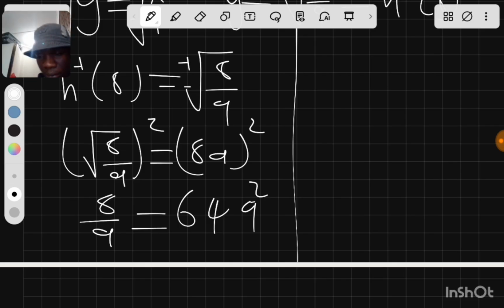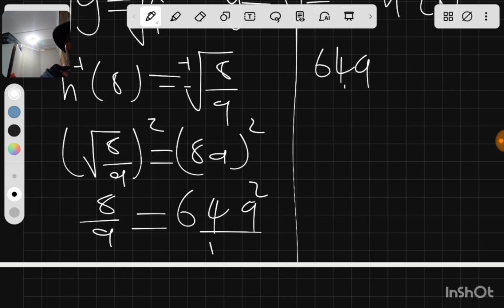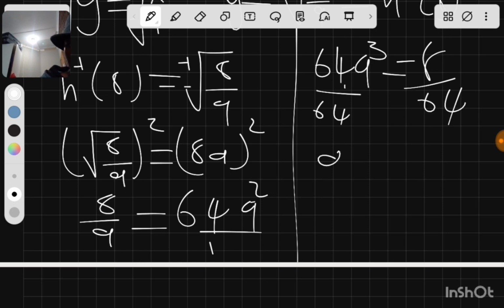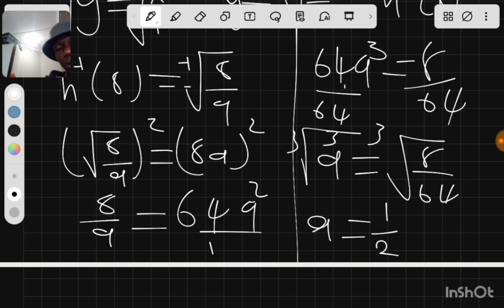Here you can say 8 over a is over 1. Then we cross multiply, so we have 64a cubed is equal to 8. Then dividing by 64, a cubed is 1 over 8, then a is equal to 1 over 2. They said that a is greater than 0, which means they are correct. a is positive.